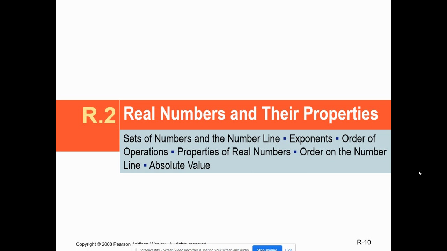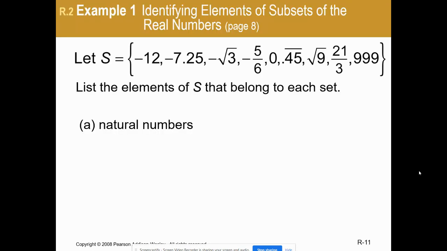In this video, we will look at real numbers and their properties. Let S equal the set: -12, -7.25, negative square root of 3, -5/6, 0, 0.45 repeating, root 3, 21/3, and 999. List the elements of S that belong to each set.